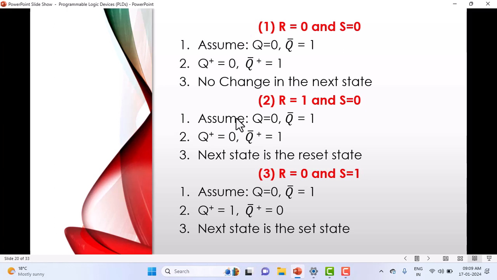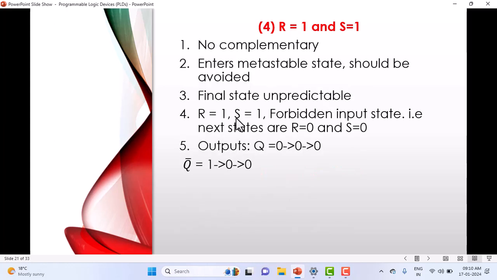Look at this. 0, 0, no change. We already explained that. 1, 0 means it is the reset state. R equal to 0, S equal to 1 is called the set state. Lastly, what we have is both 1, 1. You don't see complementary output, but what we expect from a latch is complementary output. It's called the forbidden state. This state must be avoided. And sometimes it may enter into the metastable state also. In metastable, there is no proper output.